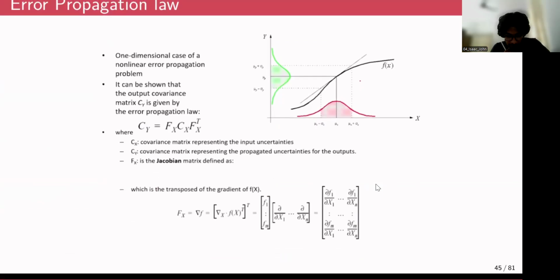And then we also discuss this error propagation law, which is given by this expression, where Cy is nothing but the covariance matrix representing the propagated uncertainties of the output, and Cx is the covariance matrix representing the input uncertainties. And Fx is nothing but the Jacobian matrix, which is derived from that kinematic model. How to derive this Fx has also been defined in the course.